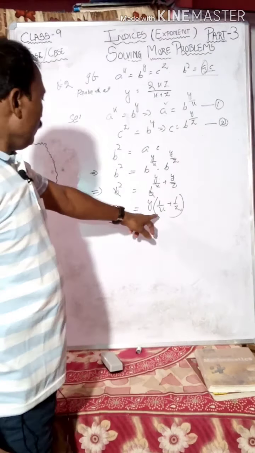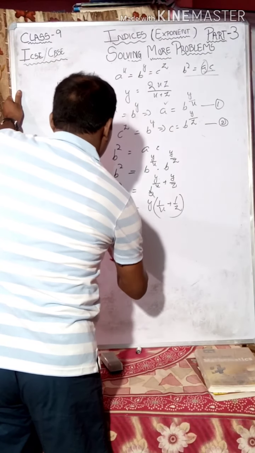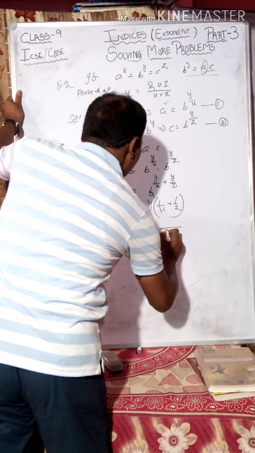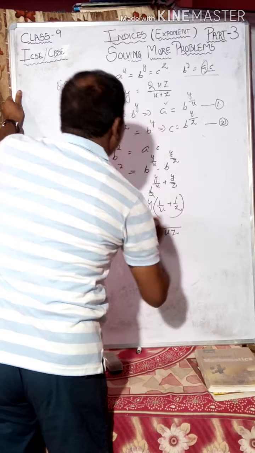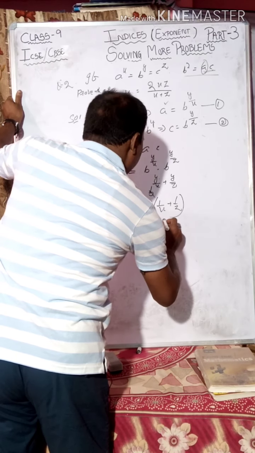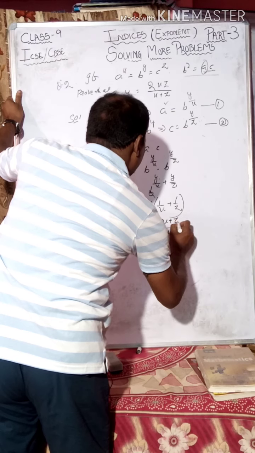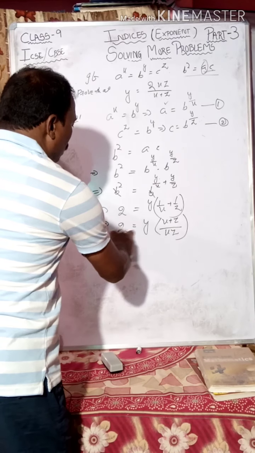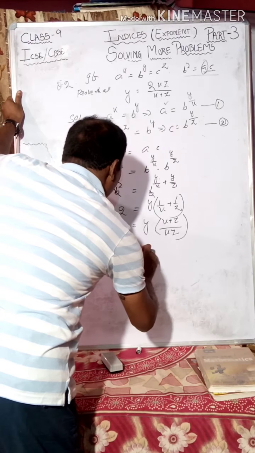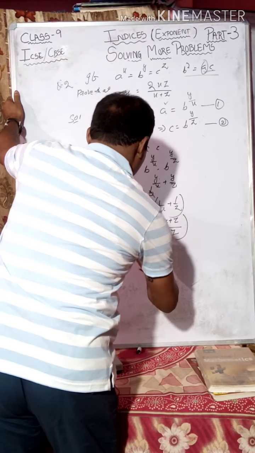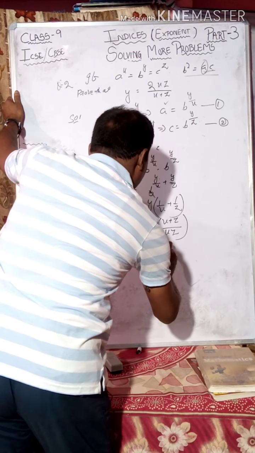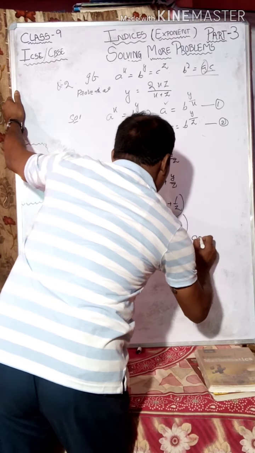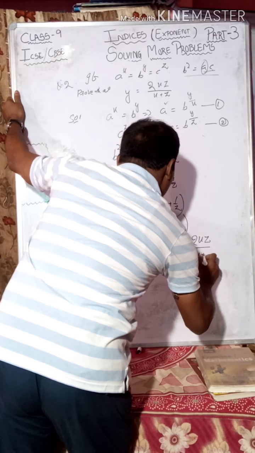Now take the LCM. 2 is equal to y into the LCM xz, so it will be x plus z. So y into this is equal to 2. So y is equal to 2 into xz upon x plus z, that is 2xz upon x plus z. Proved.